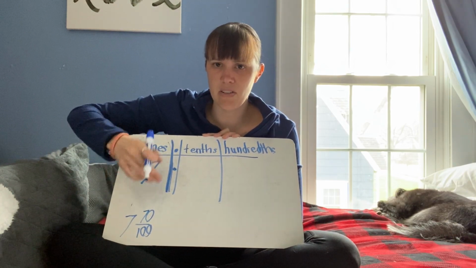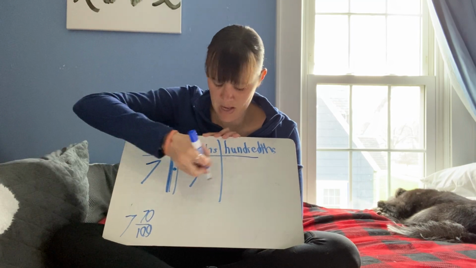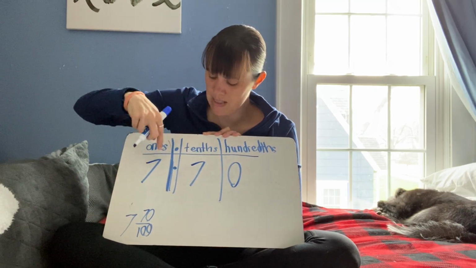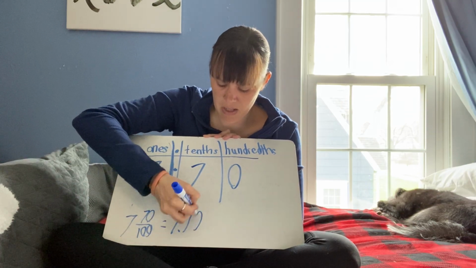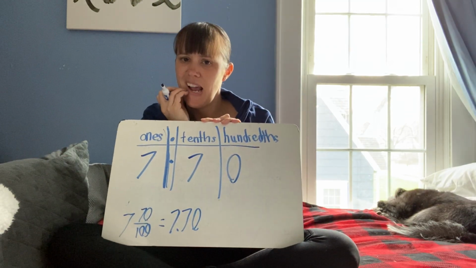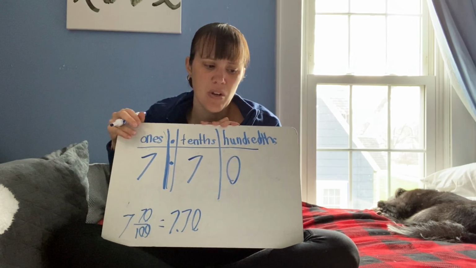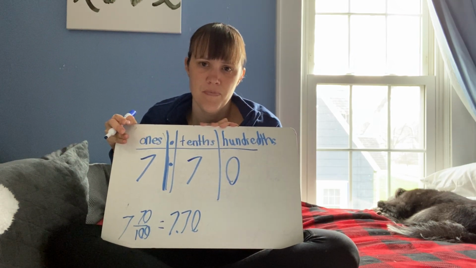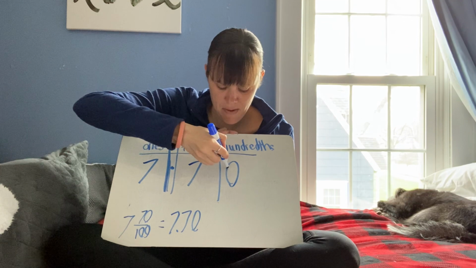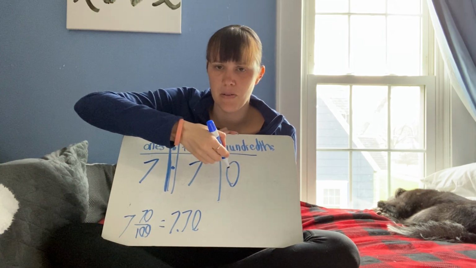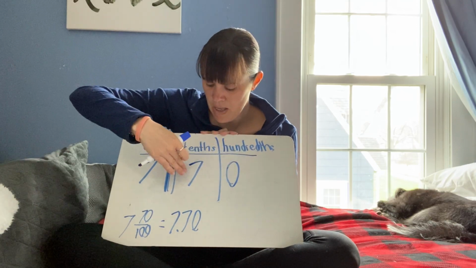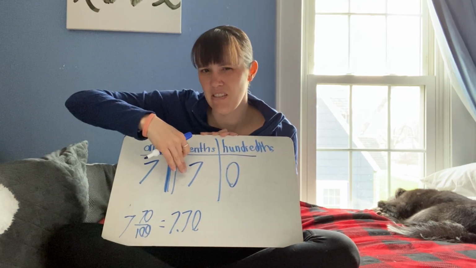70 hundredths has 7 tenths, right? And no hundredths. Does that say 7 and 70? Yes, it does. It says 7 and 70 hundredths. But there's another way this one could be written. It doesn't have any digits in the hundredth column besides a 0. Isn't it still 7 tenths?